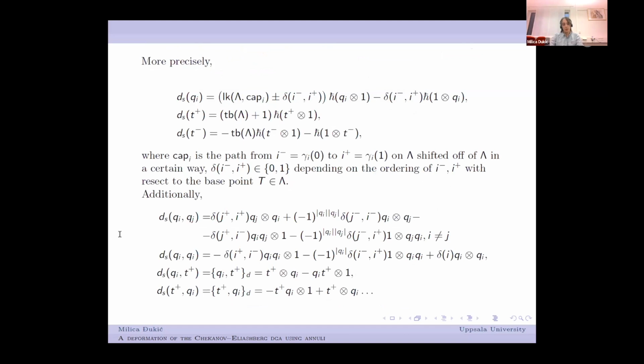Okay, so there is a more precise algebraic formula that one can write down for what dS is, but we don't have to go into detail. Now, maybe one can say that in dS of Qi, the linking number of the capping path of this negative puncture appears with the knot lambda, and the capping path is shifted off of lambda in some specific way.